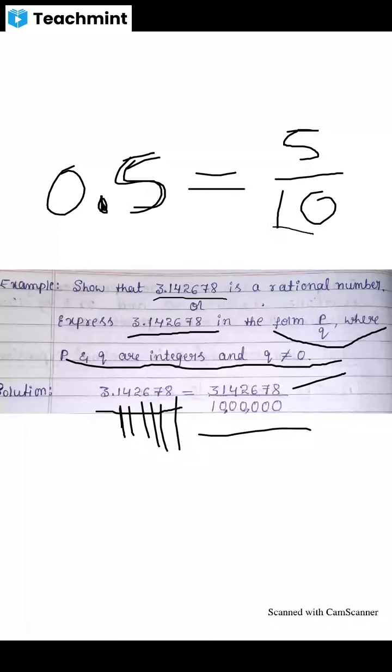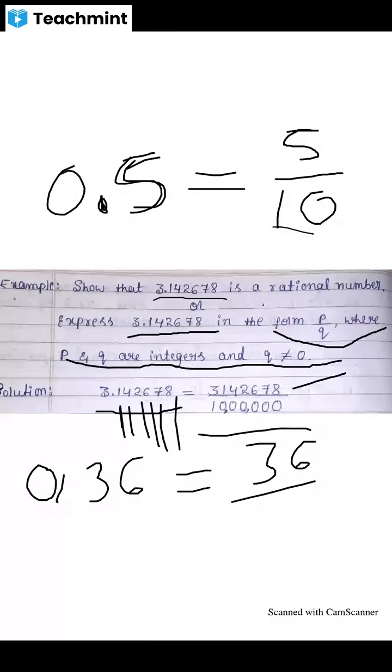Now 0.36. Can you express it in the form of P by Q? 36 divided by 100. So this knowledge you already got in your previous class. This is the method of converting the terminating decimal expansion into P by Q form.